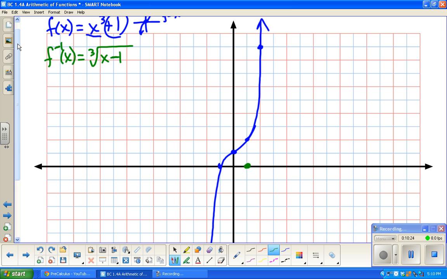And it kind of looks like a square root graph. The biggest difference is that it has a negative too, because you can actually take the cube root of negatives.